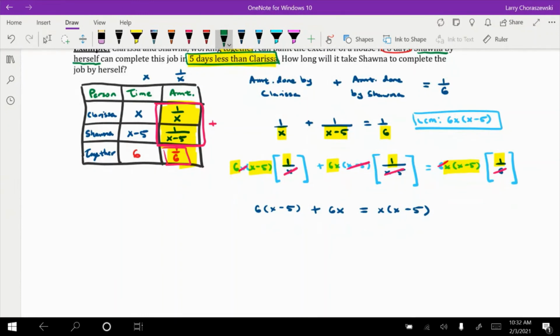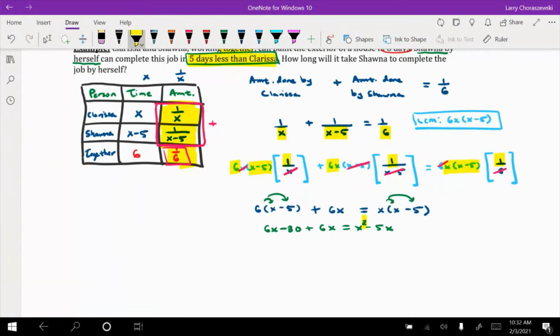And we're going to go a little bit further and clear parentheses to get 6x minus 30 plus 6x on the left, x squared minus 5x on the right. And upon canceling out all these denominators and clearing parentheses, we end up with a quadratic equation, and that's because the highest power on x now is a 2.